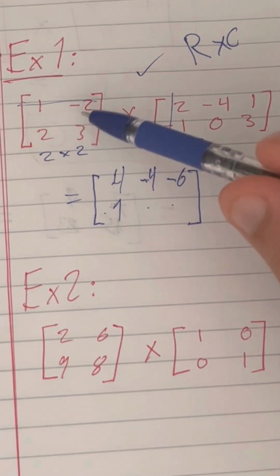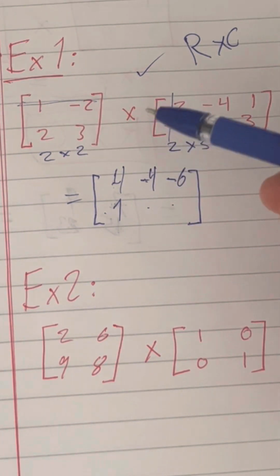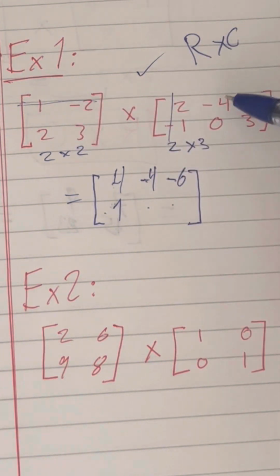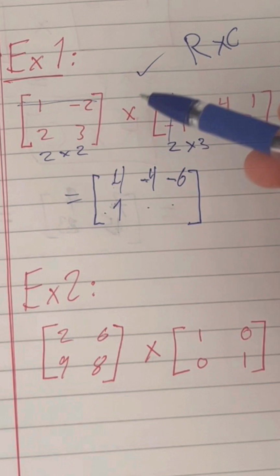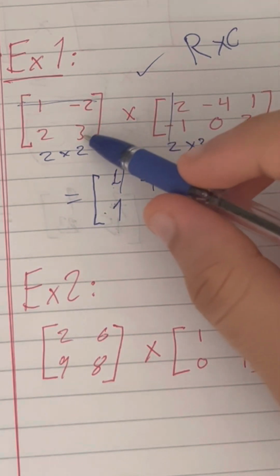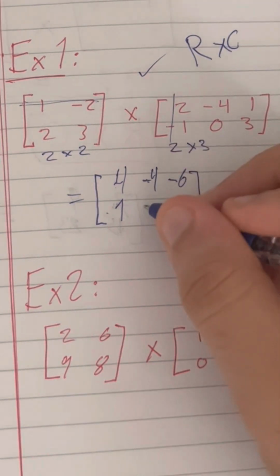Now, this is located in the second row, second column. 2 times negative 4 is negative 8. 3 times 0 is 0. Negative 8 plus 0 is negative 8.